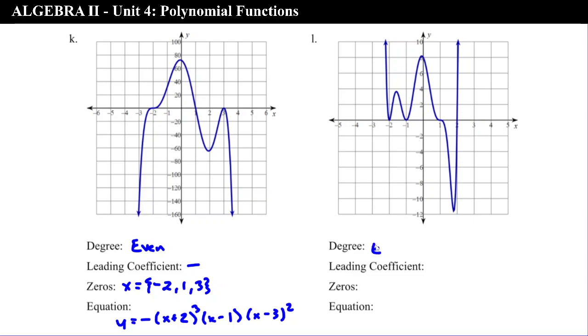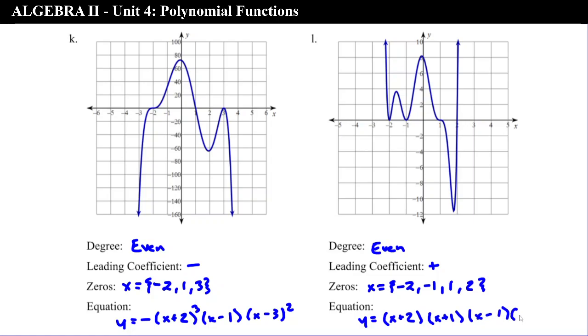And then for this last one, our degree is even. Our leading coefficient is positive. Our zeros are located at x equals -2, -1, 1, and 2. So our equation is going to be y equals x plus 2, x plus 1, x minus 1, x minus 2. And let's figure out our powers. We've got a square, a cube, and then a 1 power. So a square, a cube, and then a 1 power, which we don't have to write on the end.